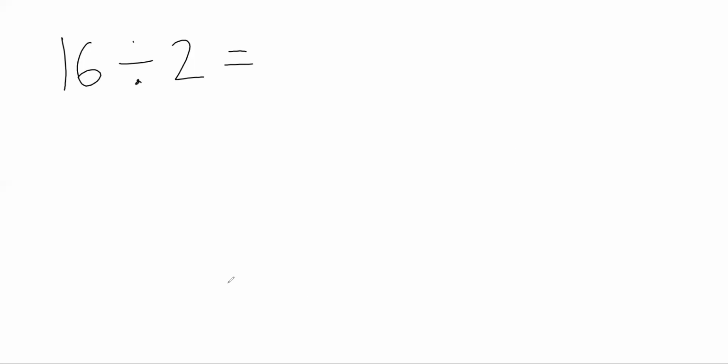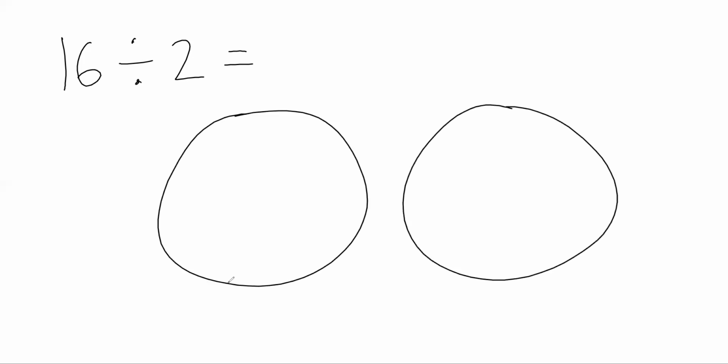So we're going to take 16 and we're going to divide by 2. So I need 2 circles. And if I only have a couple of circles, I'll draw them pretty big so I can get my numbers in there. And then we just have 16 that we need to distribute out. So let's do that. 1, 2, 3, 4, 5, 6, 7, 8, 9, 10, 11, 12, 13, 14, 15, 16.